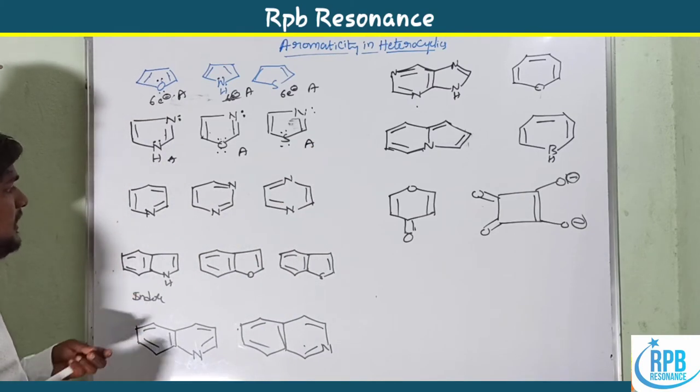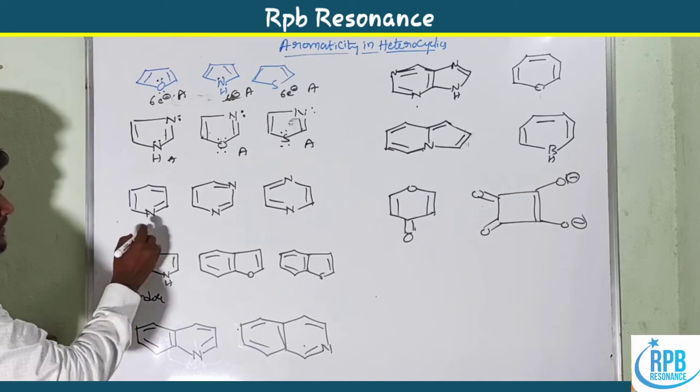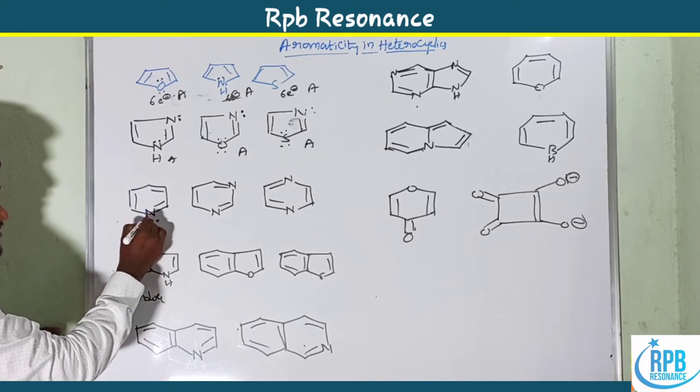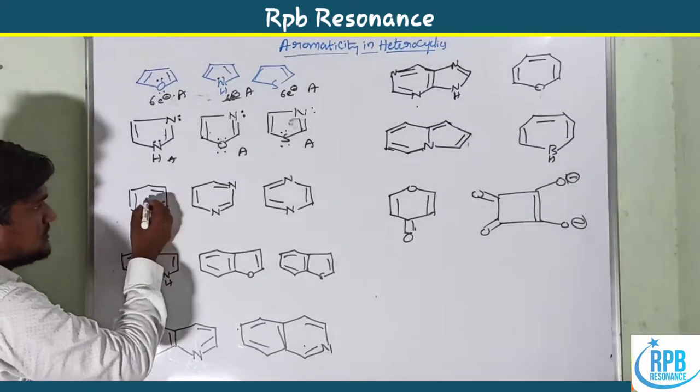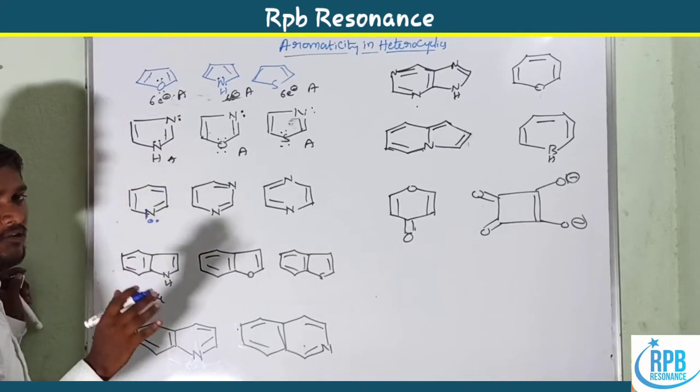Now here it is like the pyridine moiety. So pyridine has a lone pair, but this nitrogen atom is already participating in the double bond formation. That's why only these double bonds are counted in the Hückel pi electrons rule.